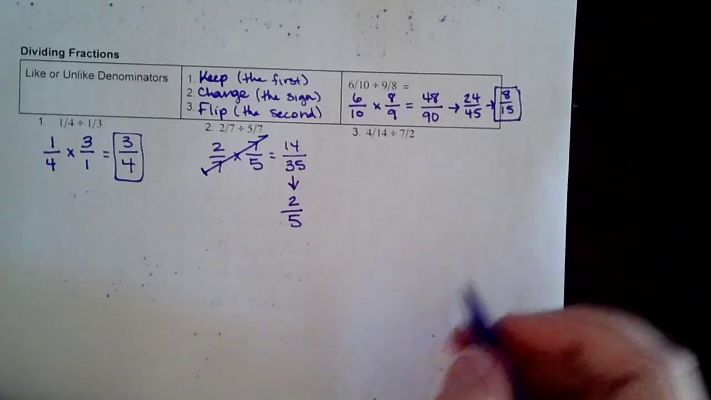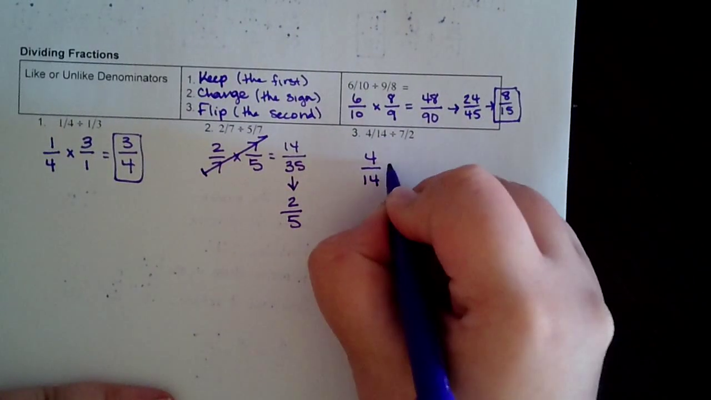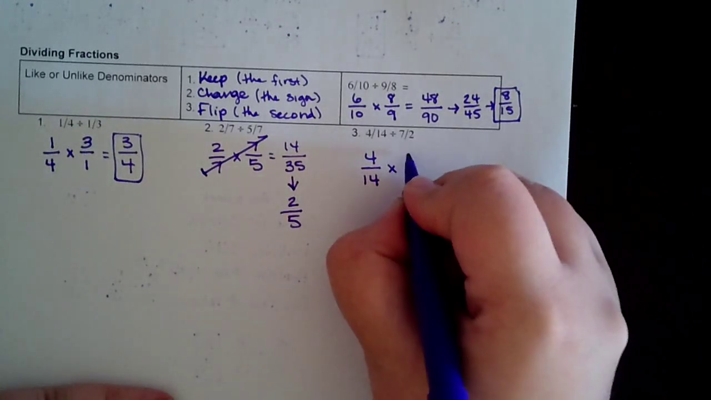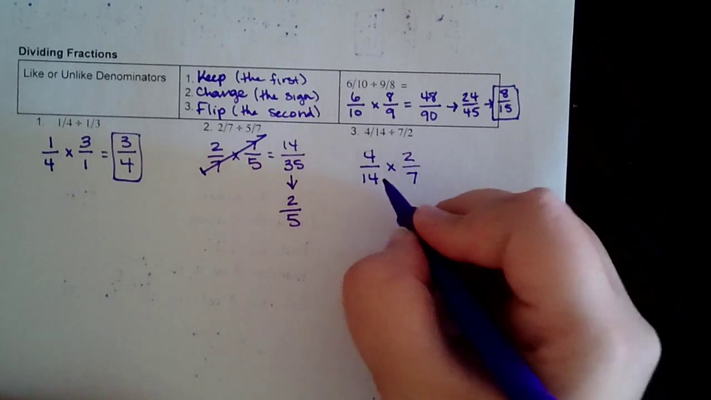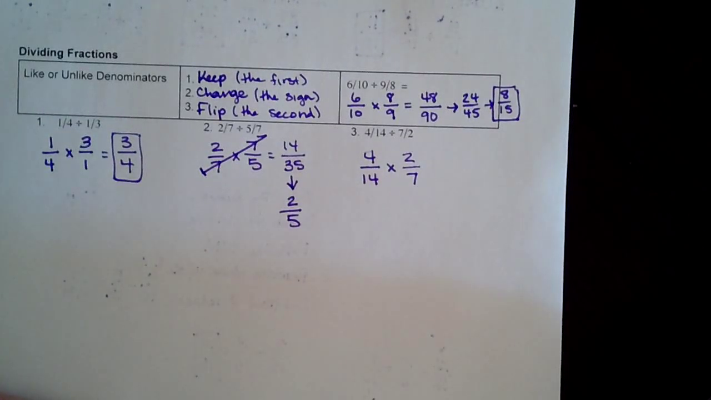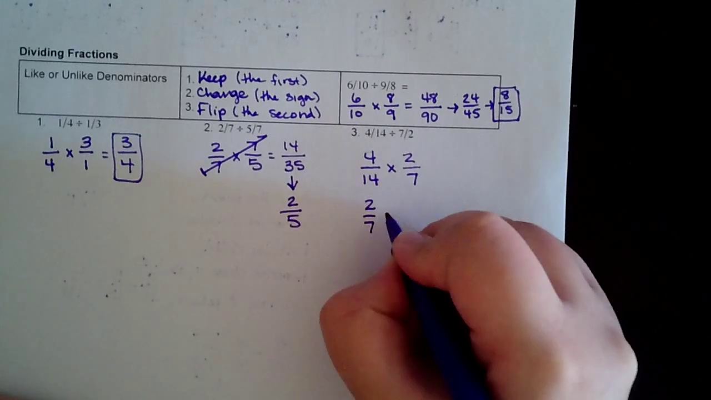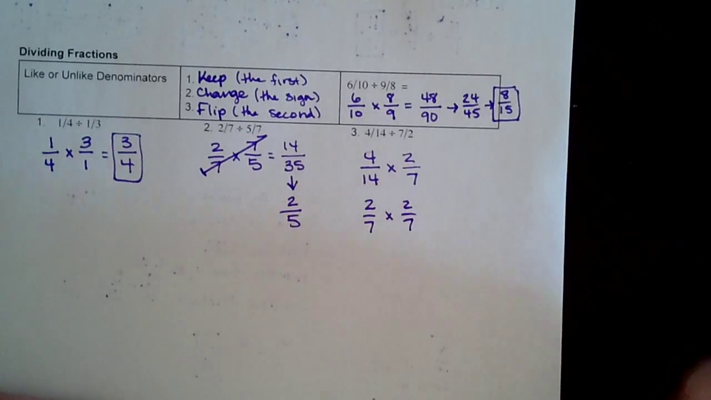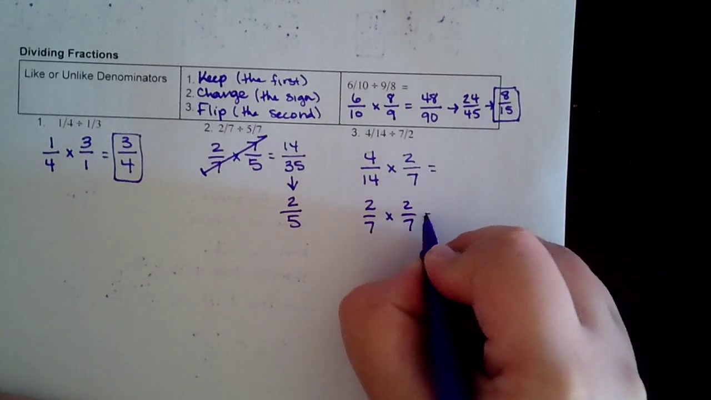All right, last one here. 4 divided by 14. Keep, change, flip. This is another one. You can notice this is one that is reducible. You could reduce right away and go to 2/7 because you can either reduce now or at the end of the problem. Either way, you're gonna get the same answer.